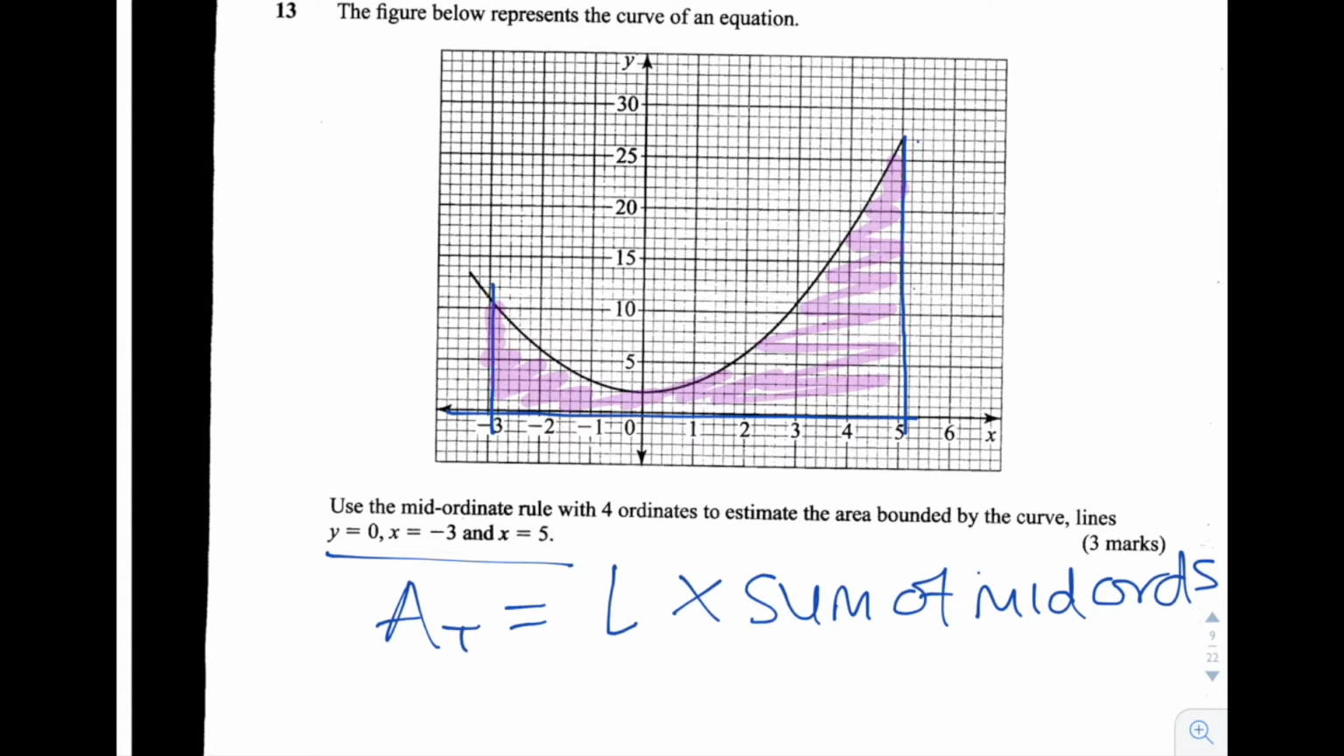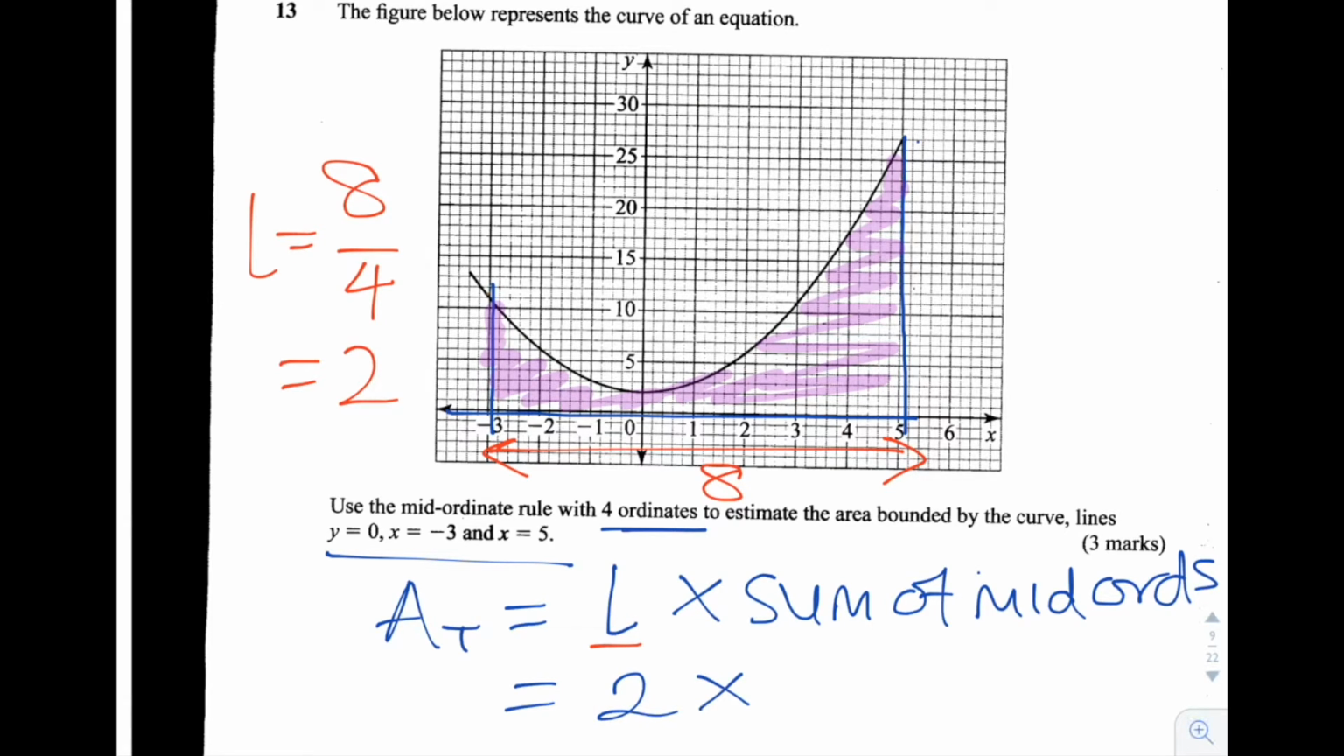So straight away we can find out the length of the ordinate since we've been told that we're to use 4 ordinates, and we know that this length, which I'm going to mark on in red, from -3 to 5 is 8. Because we're told to use 4 ordinates, and we know that the ordinates are going to be of equal size, L is going to be equal to 8 divided by 4, which is 2. So we can write on the next line 2 multiplied by the sum of the mid-ordinates.